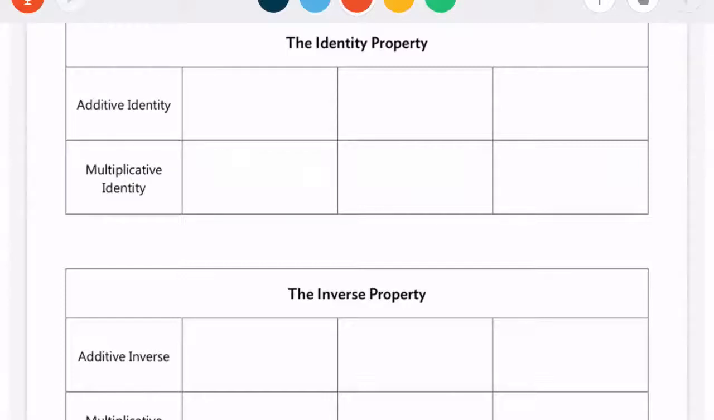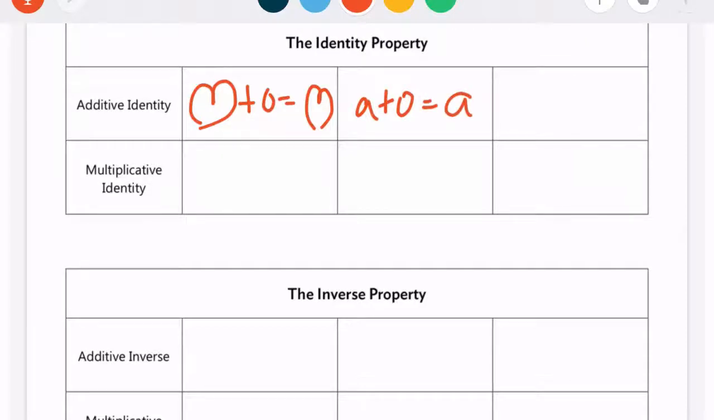So if we start with a little heart here, think about to yourself, okay, what can I add to anything where it doesn't change the value? Well, that's 0. Anything plus 0 is itself. So I'm not changing the identity there. So A plus 0 equals A. My number example is negative 7 plus 0 is still negative 7. So whenever we have the additive identity property, that's just saying, okay, anything plus 0 is itself. The identity has not changed.